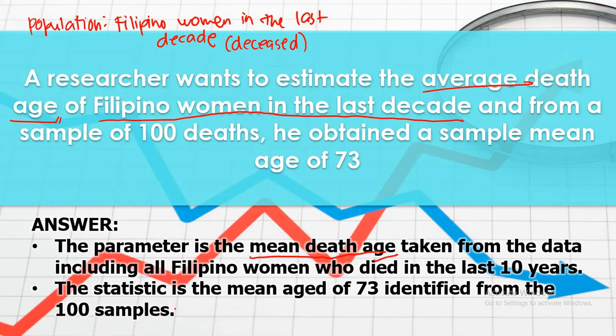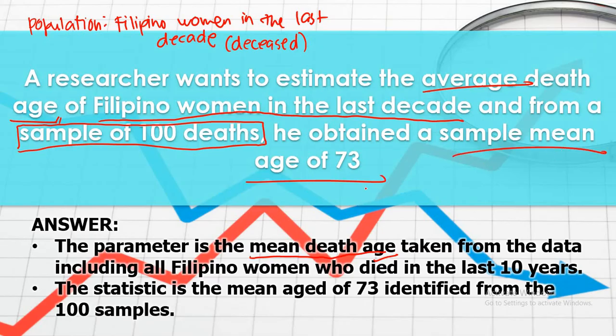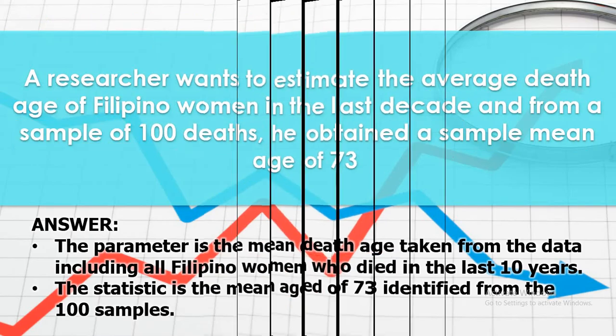Now, talking about statistics, our sample is obviously stated here: a sample of 100 deaths. And what is the numerical characteristic of the sample? We're talking about a sample mean age of 73. So the statistic is the mean age of 73 identified from 100 samples. You can state it this way or any variation of this. And that is the parameter and statistic.